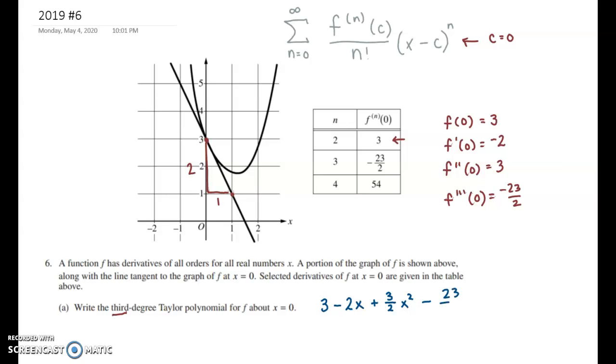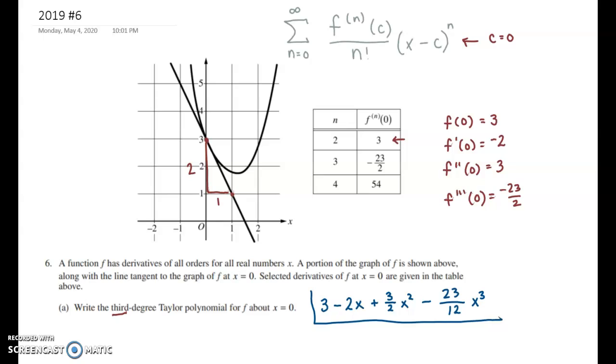And then the last term for a third degree would be -23 over 2 times 6, because we have 3 factorial. You can stop right there as long as it's very clear that that's a 2 times 6. You could also turn this into a 12 because 2 times 6 is 12. Remember, you don't have to do arithmetic for the College Board.